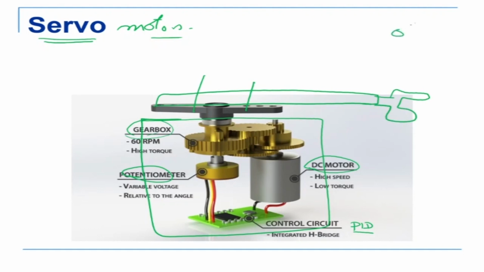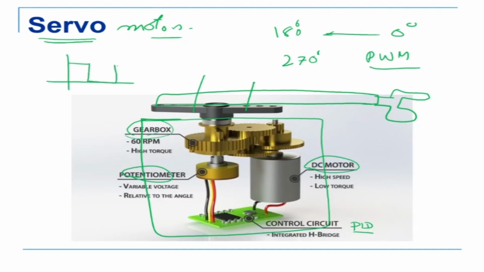They normally rotate from 0 degrees to 180 degrees or 270 degrees, and we can control them using PWM, pulse width modulation. Simply by changing the width of this pulse, when the width is 0, maybe it will correspond to 0 degrees. If the width is a full pulse, then it will correspond to 180 degrees or 270 degrees. By doing that, you can very easily control the position of this link.